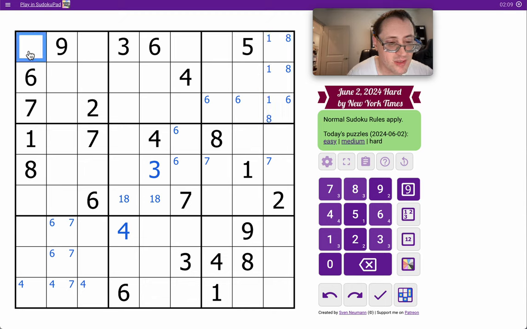Okay. This cell, the very top left of the grid, might be hidden. It can't be 1, 2, by row and by column and by box. It's not 3 by row, or 5 or 6 by row, or 7 or 8 by column, or 9 by column. That's a 4. Simply can't be anything else. So 4 is one of those two.